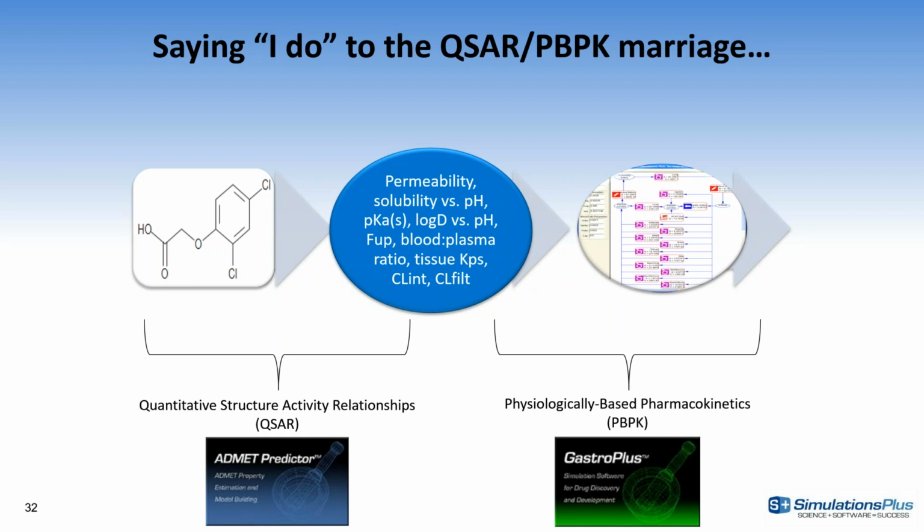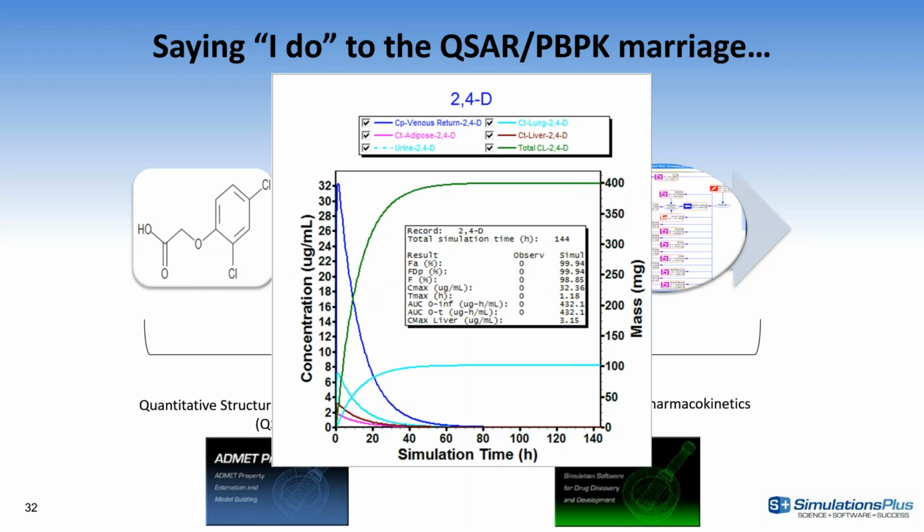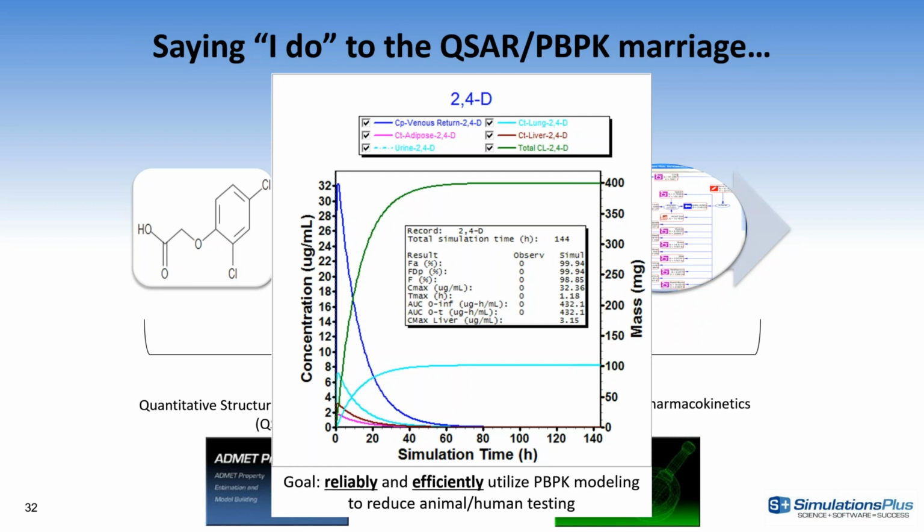We also use these for compartmental models. And of course, out of this, you can get things like plasma concentration profiles. This in blue is the plasma concentration. In red, or excuse me, this green is the total clearance for this compound, which is 2,4-D. Here you have plots of the urine output, 100 milligrams for that, and then the concentration in lung and liver are shown in the brown and green here. So those are the type of plots you can get out. And the goal is to reliably and efficiently utilize PBPK modeling to reduce animal and human testing.